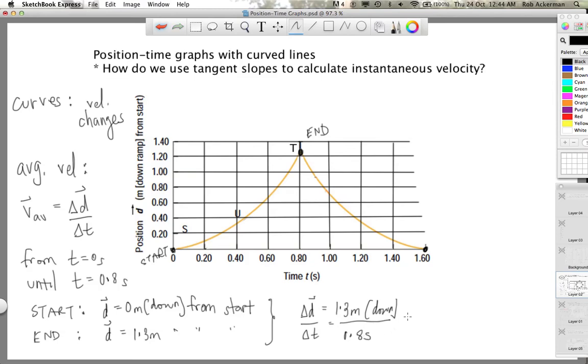And therefore, you can do a calculation here. Just run this through my calculator really quickly. We got 1.3 divided by 0.8, giving me 1.6 to two significant figures. Meters per second down the ramp.